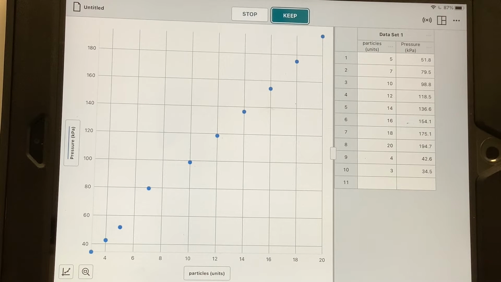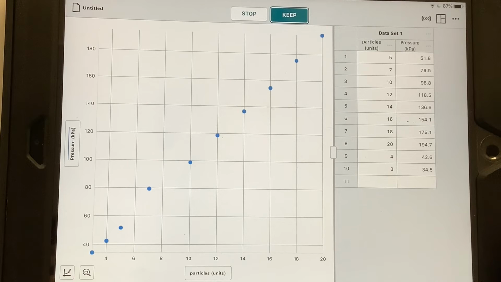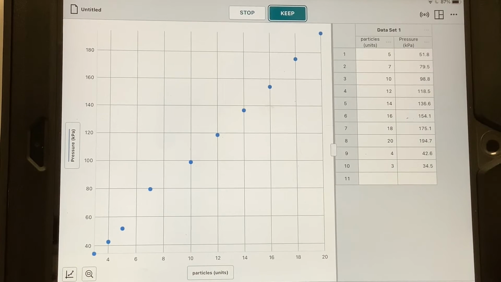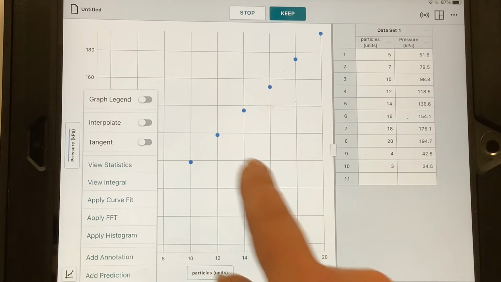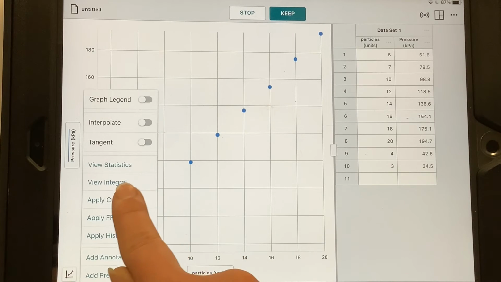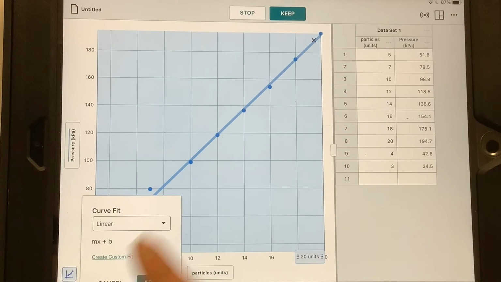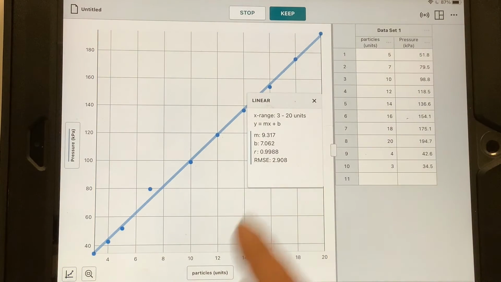Well, typically, anytime you have a linear trend to your data, you want to draw a line of best fit through it and find the equation for that particular line. In this case, we can make the software do that work for us. So I'm going to click this button down in the corner, and I'm going to click Apply Curve Fit. So you can see it draws a line through my data, and then I'm going to click Apply.